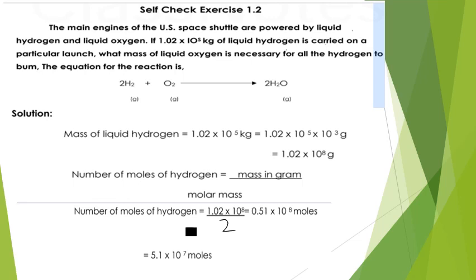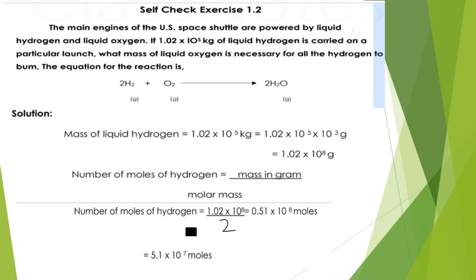The main engines of the US space shuttle are powered by liquid hydrogen and liquid oxygen. If 1.0 × 10^5 kilograms of liquid hydrogen is carried on a particular launch, what mass of liquid oxygen is necessary for all the hydrogen to burn?